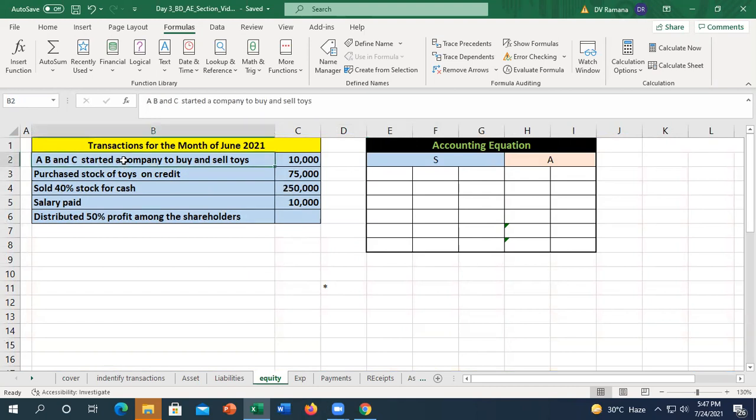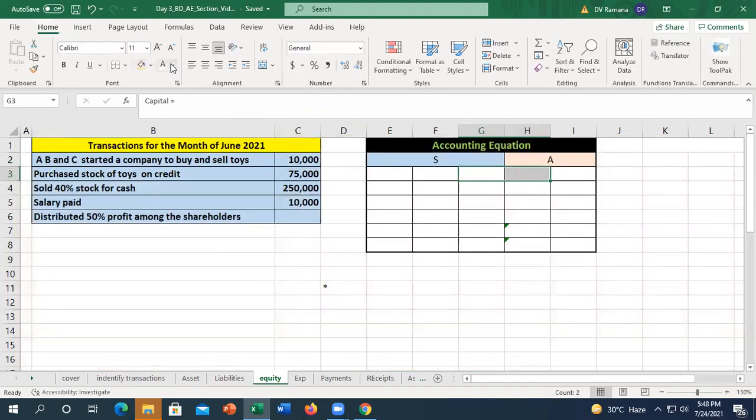So ABC started a business with a capital of 10,000. So the accounting equation will have a source of 10,000 as cash and capital of 10,000. So the business started with cash of 10,000 supported by the corresponding source of capital.